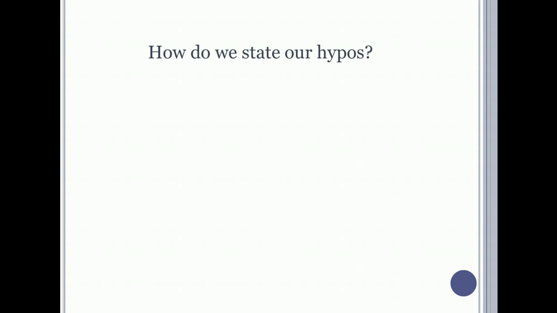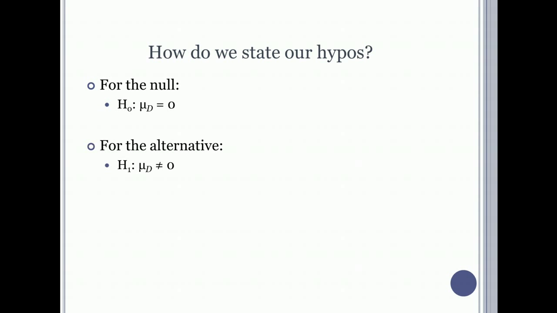So how do we state our hypotheses in dependent samples t? For the null, we would say H sub 0, or H subscript 0: mu, that's the Greek letter for mean, sub D, which refers to the difference, equals 0. For the alternative, we would state that H sub 1: mu sub D does not equal 0. So this would be a non-directional hypothesis, in that we're not imposing a directionality in stating our hypotheses.